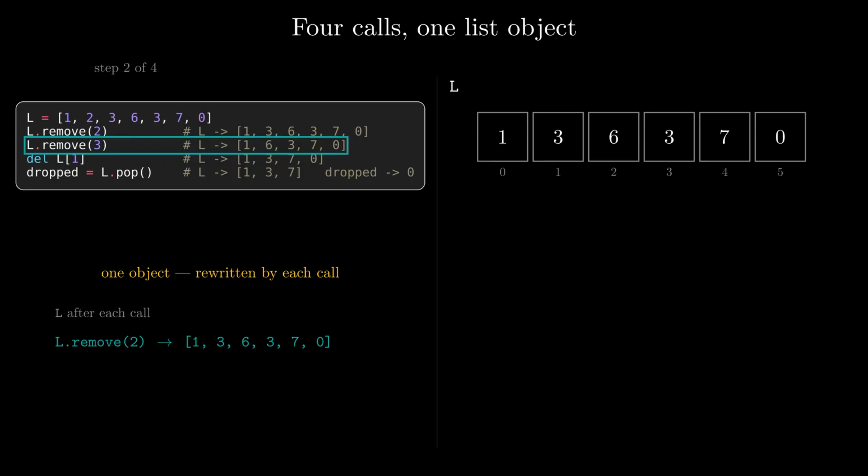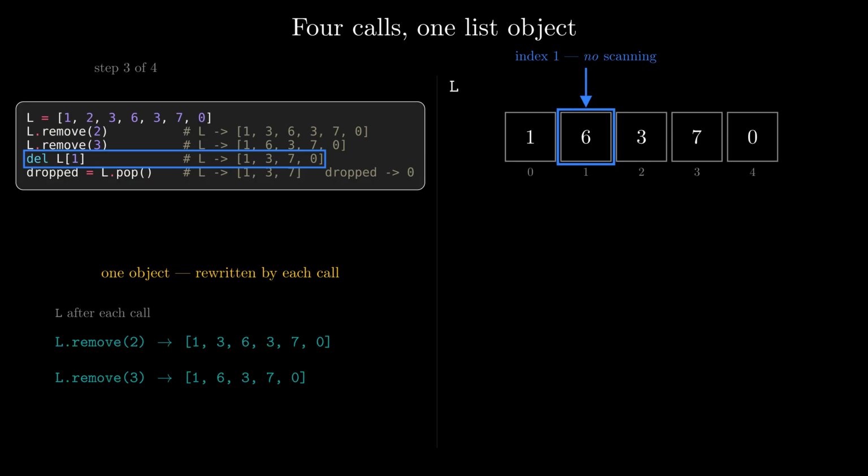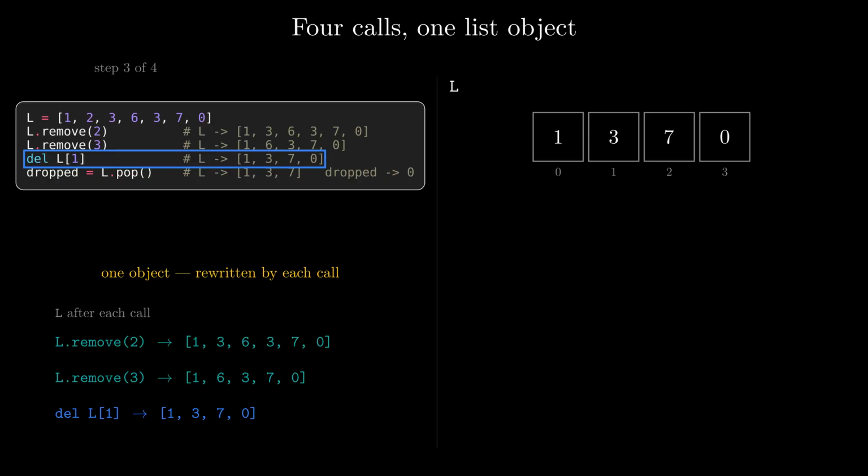Second, L.remove of 3, operating on that mutated list. There are 2 3s in it. Remove takes the first one it finds at index 1. The other 3 survives, and L becomes 1, 6, 3, 7, 0. Third, delete by position. Working on 1, 6, 3, 7, 0, we write del L at index 1, counting from index 0. Index 0 holds the 1, index 1 holds the 6. So the 6 is deleted, and L becomes 1, 3, 7, 0.